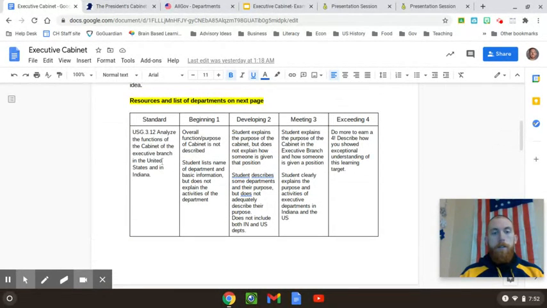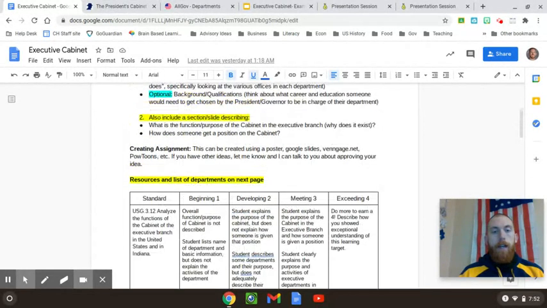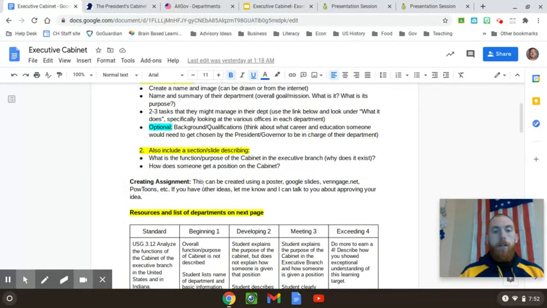And then up here is the rubric. So to get a 3, you want to make sure you're explaining the purpose and cabinet of the executive branch and how someone is given a position in that. And then also clearly explaining for your 5 different people what their role is, what their department does, and the tasks that they would do. So to create this, you can do a poster, Google Slides, Venngage, which some of you guys did for the political involvement project, Powtoons, or if you have another idea, just let me know.